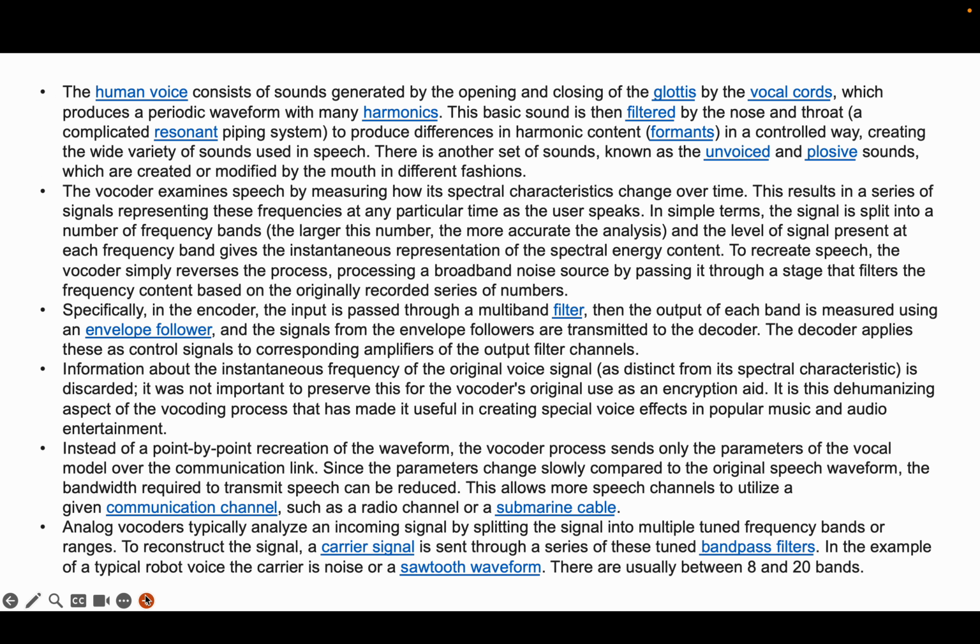So as you know, the human voice consists of these sounds that are generated from the vocal cords. This produces this periodic waveform. It's filtered by the nose and throat.